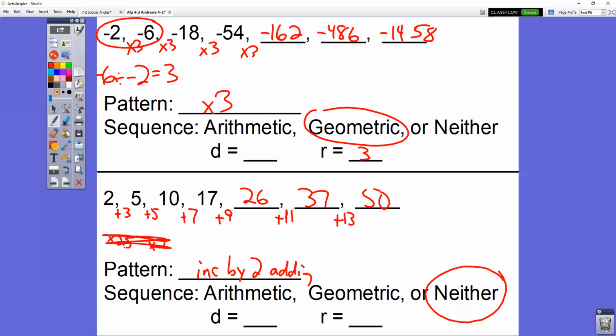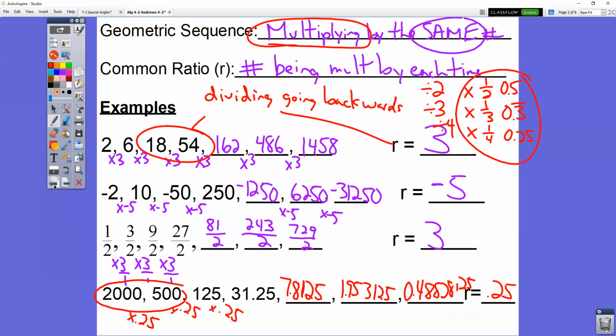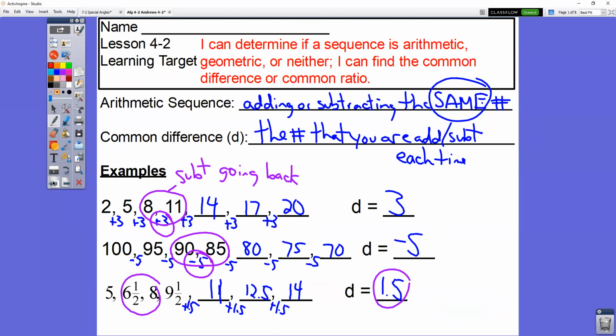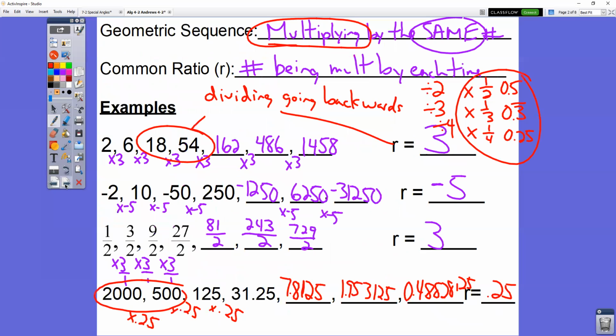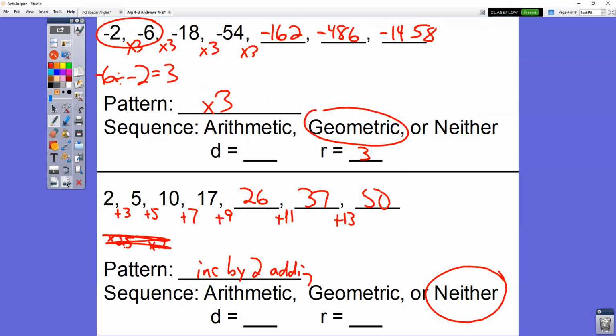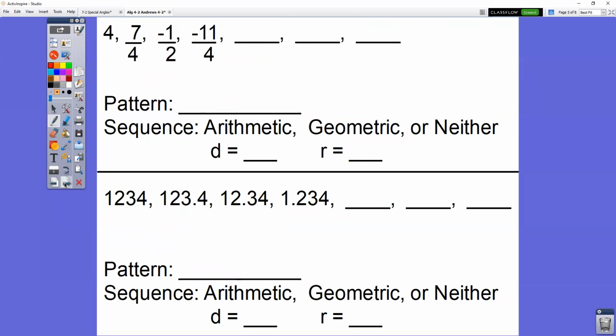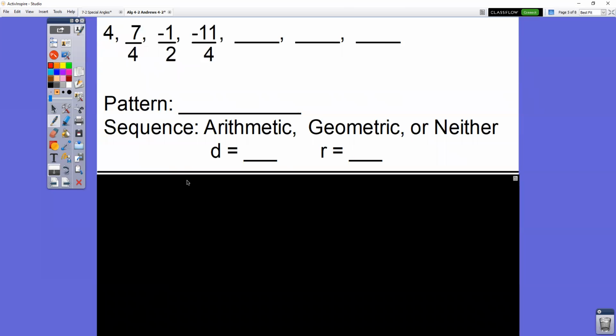Now, why it's not arithmetic is because we're adding by different numbers each time. Remember that arithmetic is adding by the same number each time. So this is adding by a different number each time. Therefore, it is a neither pattern. Go ahead and try this one on your own, please.